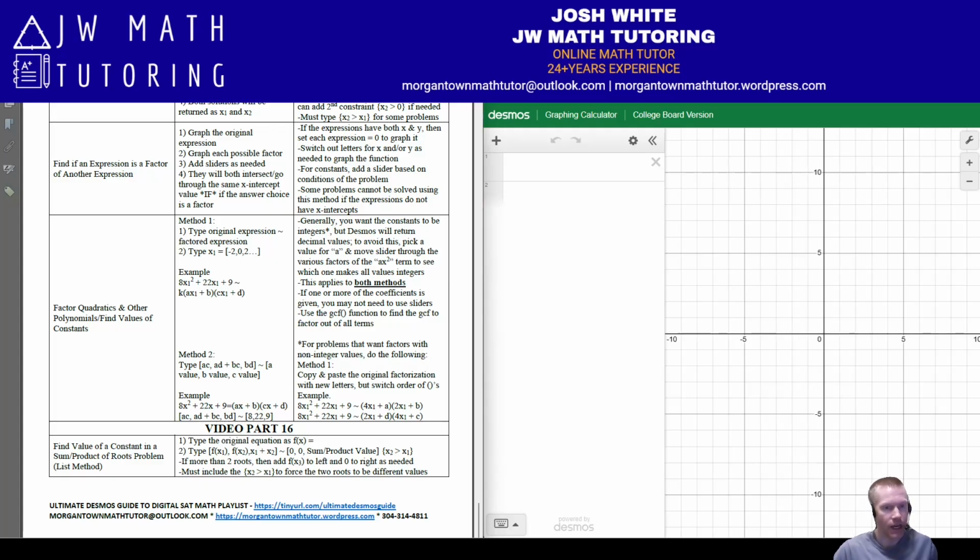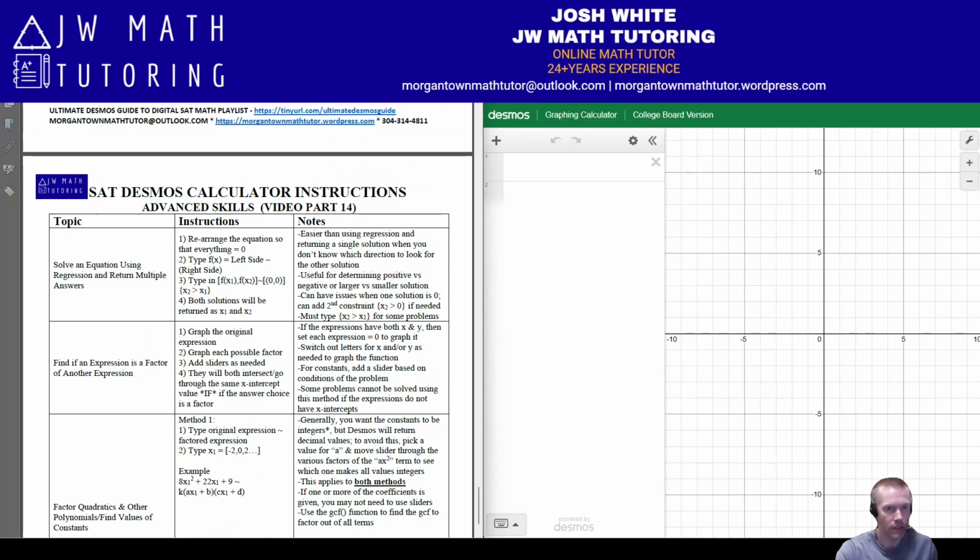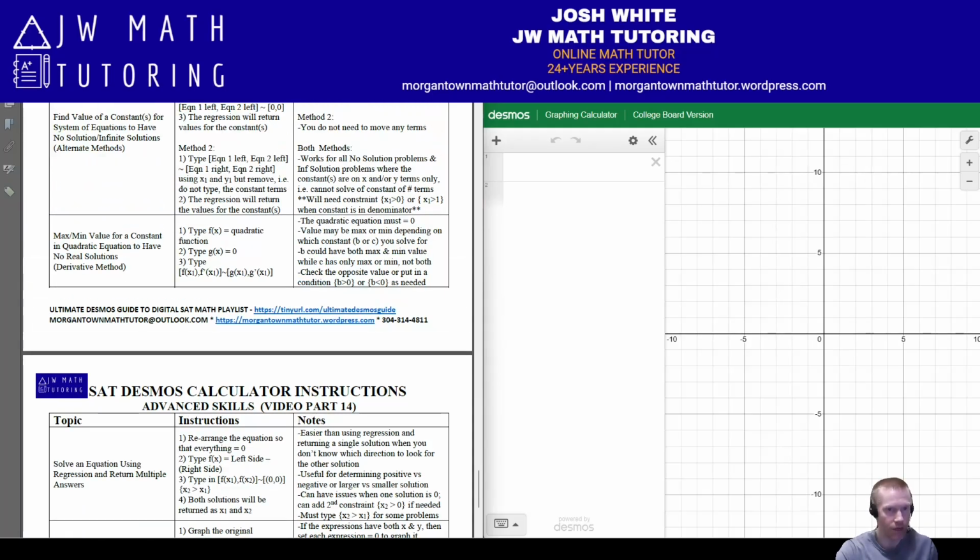And then after that, I'm going to talk a little bit about the derivative method, which is basically one of the methods that I went over to solve a quadratic equation that has a constant in it, to have no real solutions or one real solution or two real solutions. And it also technically is usable for a quadratic function and a linear function intersecting once.